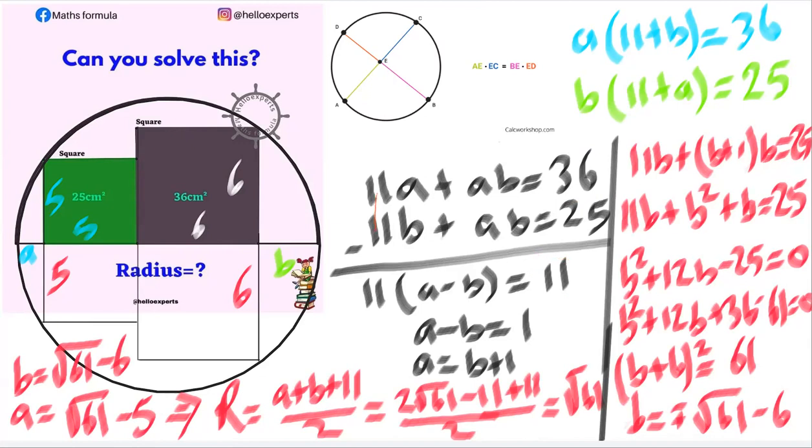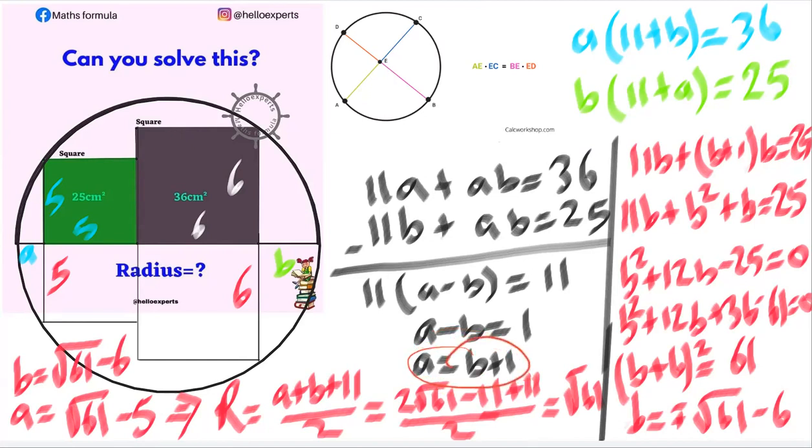And here, since 11 is common, we can factor out 11. So it becomes 11 times (a minus b) equals 11. So the 11's cancel. a minus b is 1. a equals b plus 1. So we have a simple equation that relates a and b.